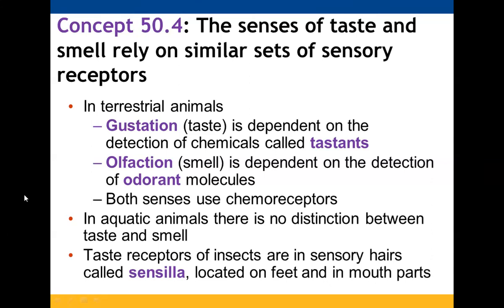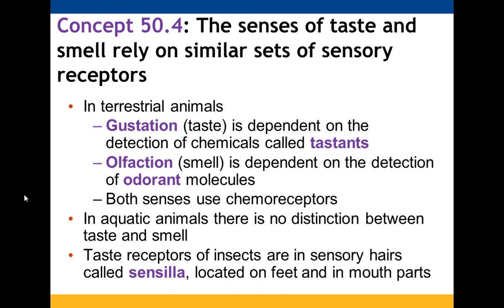All right, so continuing on with chapter 50, we're going to start talking about taste and smell. In terrestrial animals, both of those are going to rely on sensory receptors. Gustation, taste, is going to detect chemicals called tastants, and olfaction, smell, is going to depend on detecting odorant molecules. These both use chemoreceptors. Aquatic animals are not able to distinguish between taste and smell.